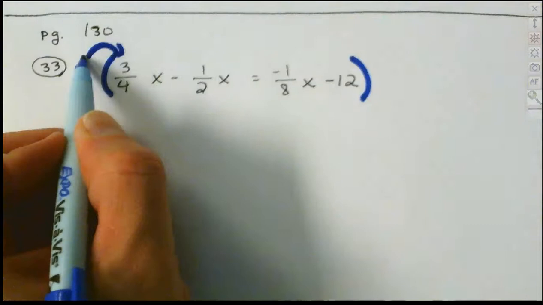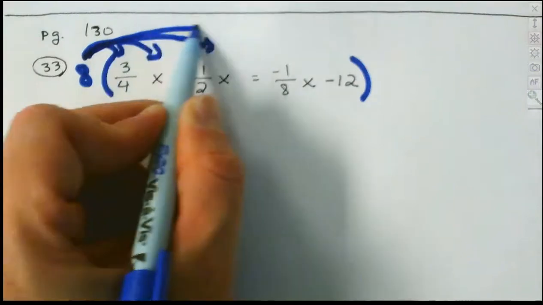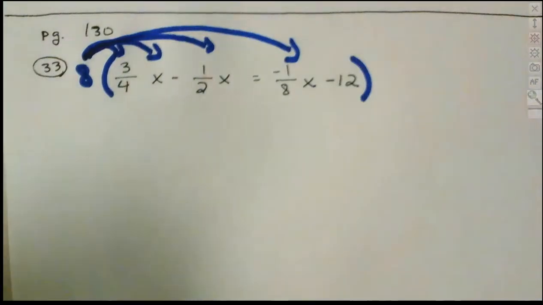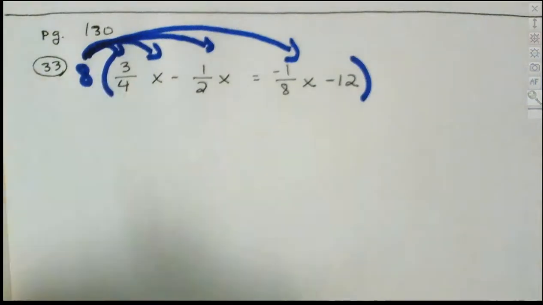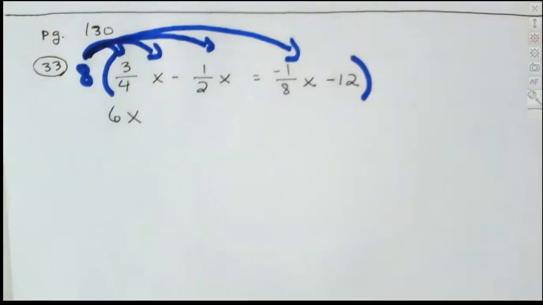What's our procedure? Divide by the number below, multiply by what's on top. Divide, multiply. Divide by the number below, multiply by the number on the top. Once you get used to doing this, it's not difficult at all. And I think this is easier than working with the fractions. So 8 divided by 4 is 2. 2 times the 3 makes it 6x.